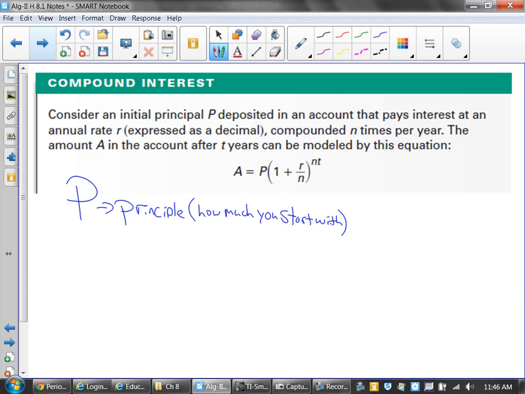What do you think R stands for again? Rate. Yeah, R is your rate. It's a percent, always as a decimal. N, the number of times it compounds. And I'll explain this in a second.